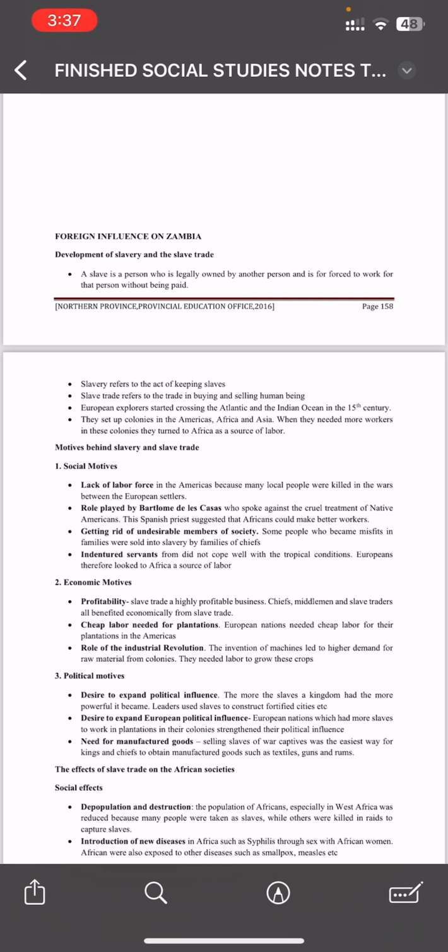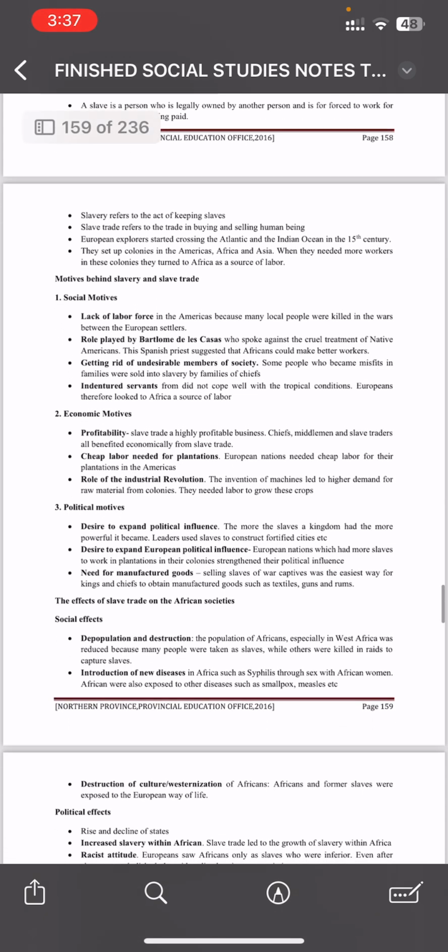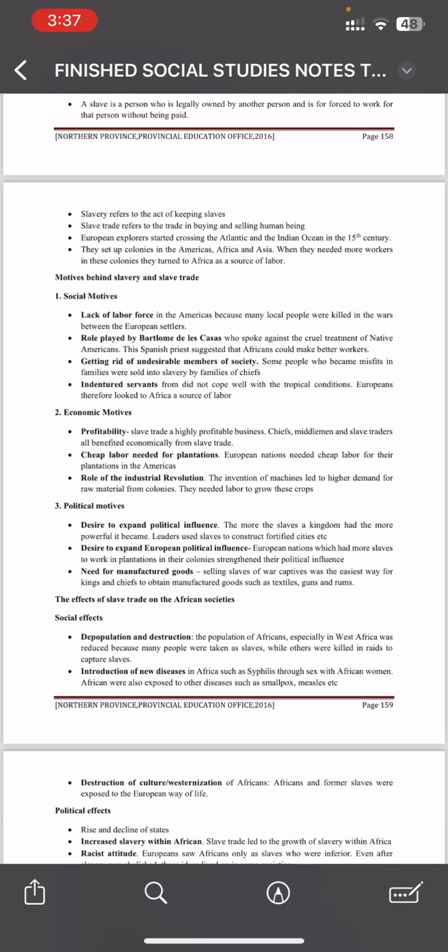Cheap labor needed for plantations. Europeans had plantations where they were growing crops such as sugar canes and cotton. So they needed more people to work in these plantations, hence they looked to Africa as a source of labor. And also the role of the industrial revolution. The more machines they made for the plantations and the industries, the higher the demand for labor. All these points are falling under economic motives.